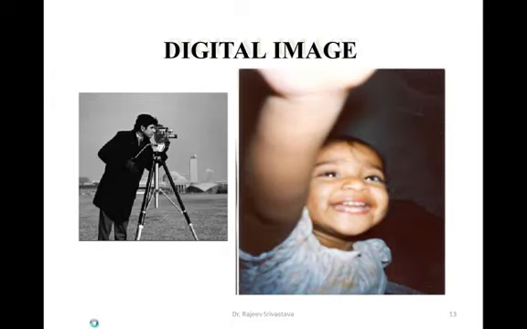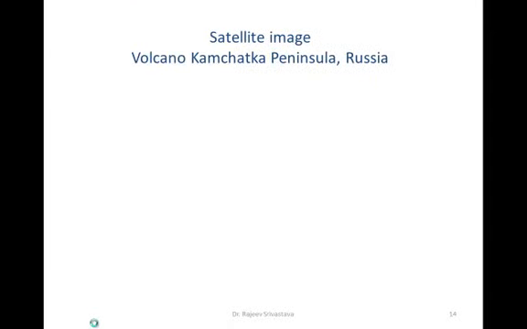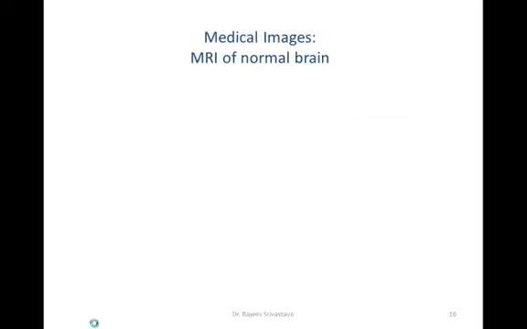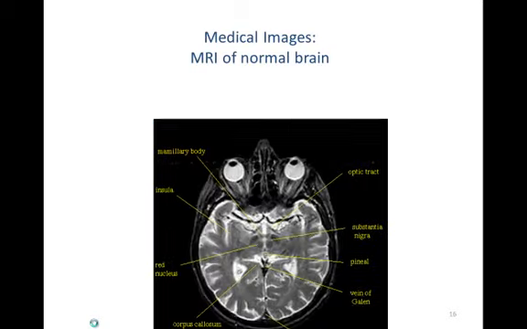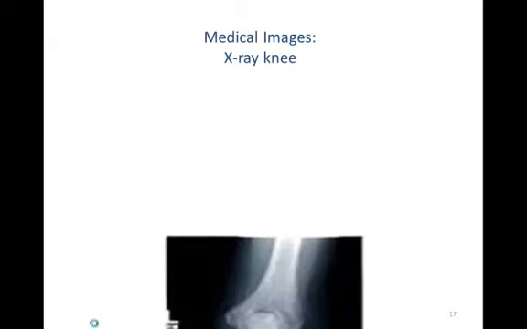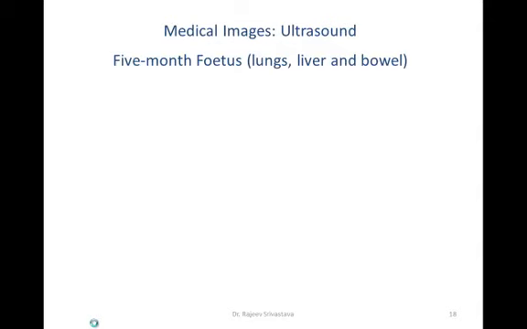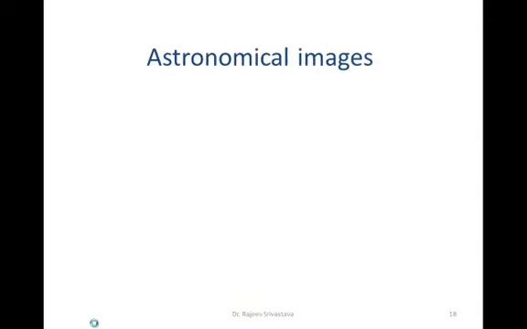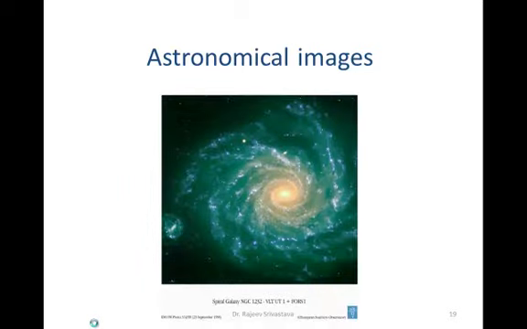These are examples of some digital images. Satellite images, a volcano in Alaska. Medical images, MRI of a normal brain. Medical images, X-ray of a knee. Medical images, ultrasound. Astronomical images.